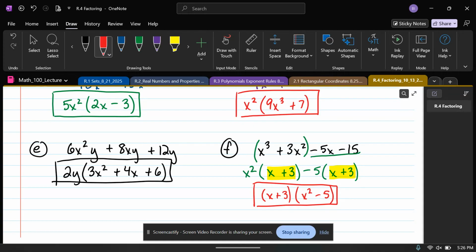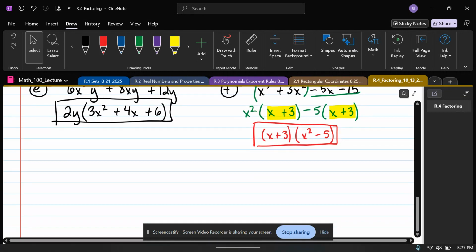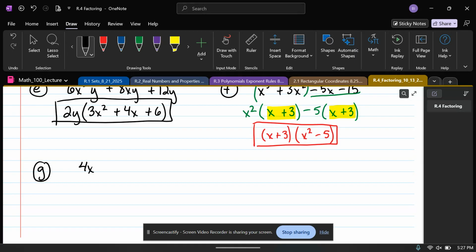Okay. Now, let's take another one and see if we can factor it. So example G, let's put 4x cubed plus 2x squared plus 10x plus 5. So all pluses in this one.